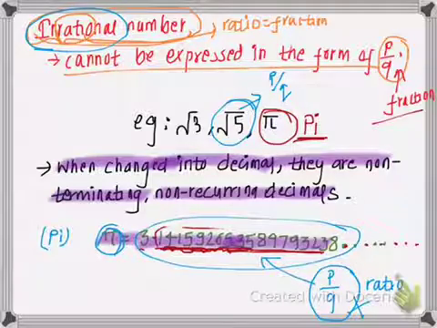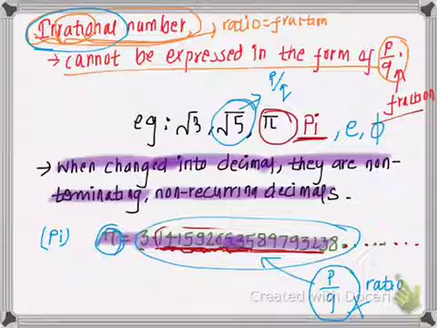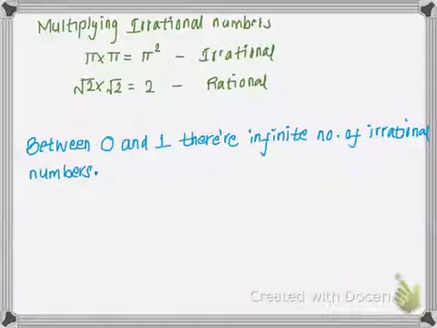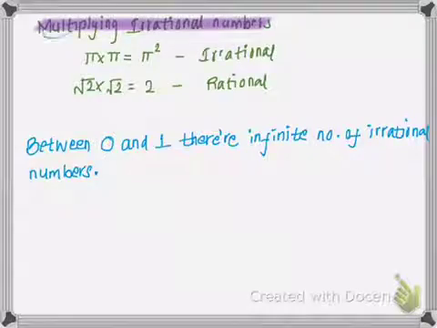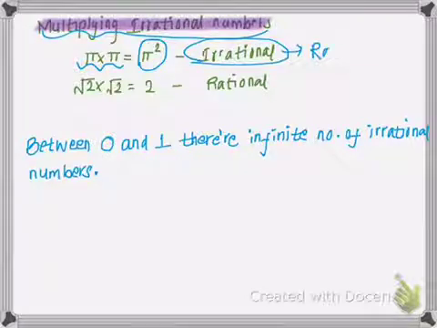There are more examples of irrational numbers like Euler's number, the golden ratio, and so on, but we're not going to deal with more examples here. Now let's look at some properties of irrational numbers. When we multiply two irrational numbers, say pi with pi, we get pi squared, which is once again an irrational number because it cannot be expressed in the ratio.